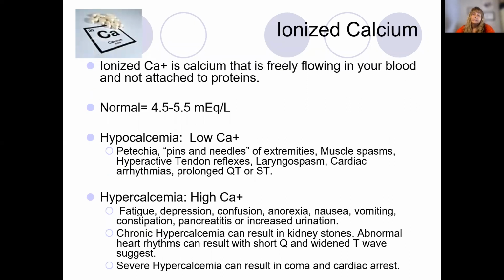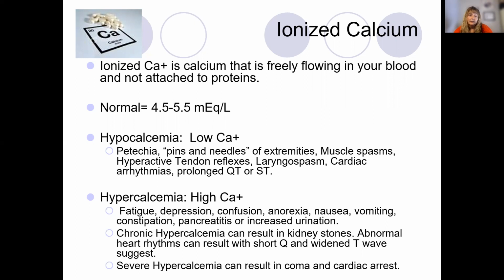Ionized calcium is the calcium that's freely flowing in your blood and not attached to any proteins. This is the one we get on the blood gases. The normal is 4.5 to 5.5. Hypocalcemia in the ionized calcium: the patient may have some petechiae. They may feel like pins and needles of their extremities. They may have muscle spasms, hyperreactive tendon reflexes, laryngospasm, cardiac arrhythmias, prolonged QT, or STs.